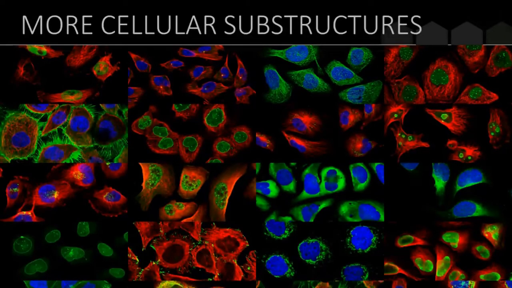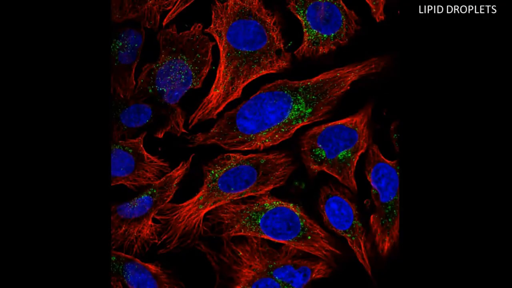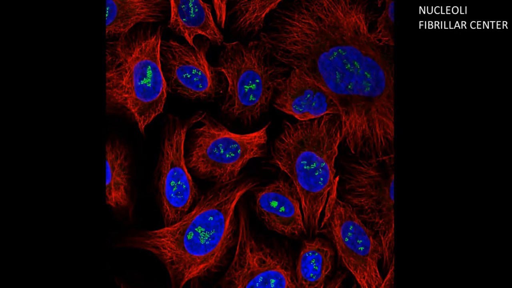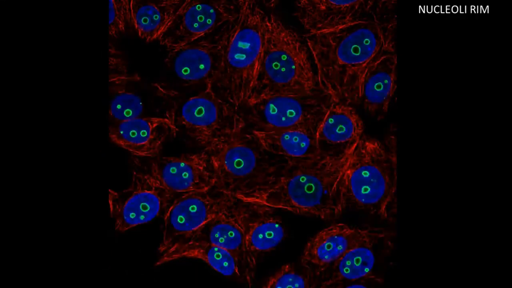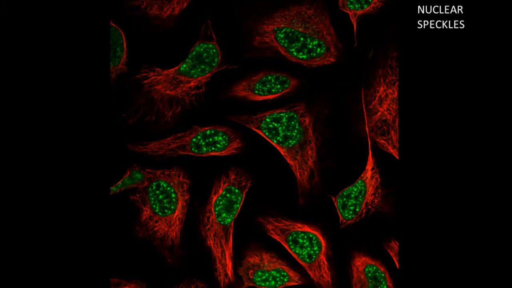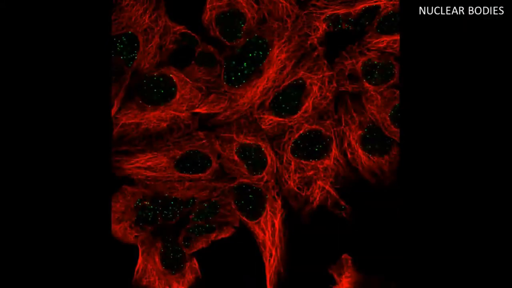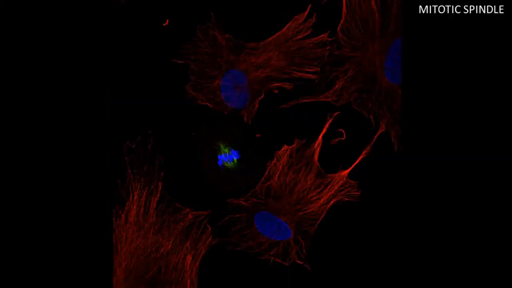And when we started the project, we classified the 10 major organelles in the cell. We quickly realized that there's so much more information in these images. There are substructures and different textures and patterns that we can see. So we have spent a lot of effort the last 5 years to classify even more patterns that I'm going to show you some examples of now. Now you can see classifications of lipid droplets, for example, the nucleoli fibrillar center, the rim of nucleoli, nuclear speckles, nuclear bodies, mitotic spindles.